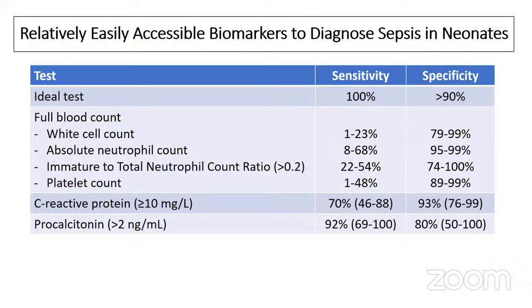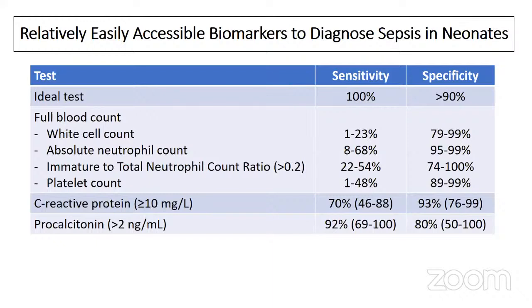In the absence of an ideal test, which is a test that is 100% sensitive, especially for a condition with such a high mortality, what do we have? We have a full blood count and a C-reactive protein. That's what we use in our hospital. The procalcitonin we don't use that often, partly because of the cost that comes with procalcitonin.